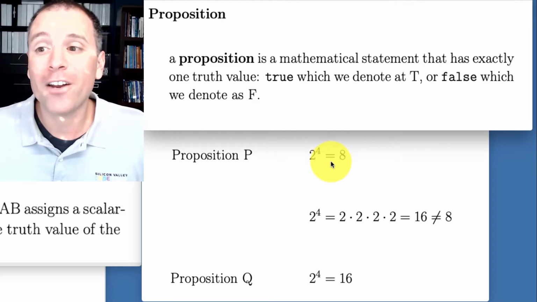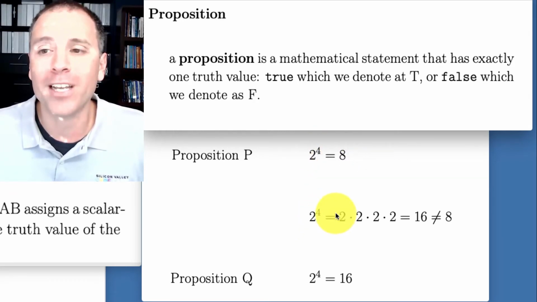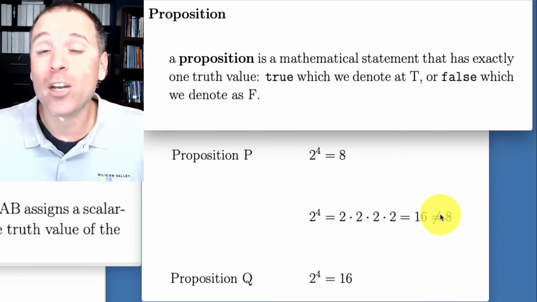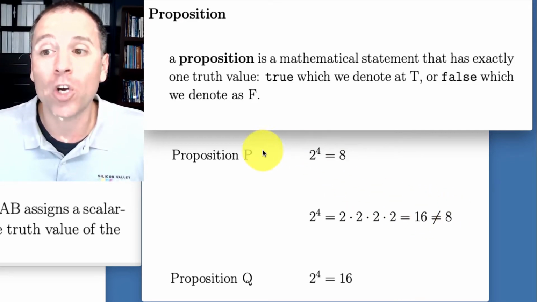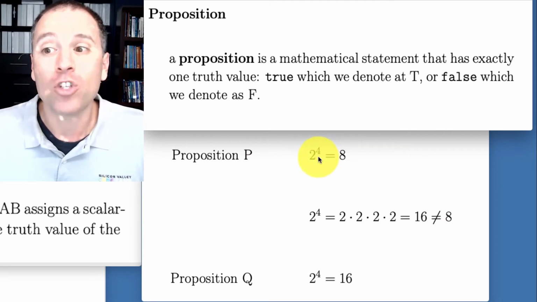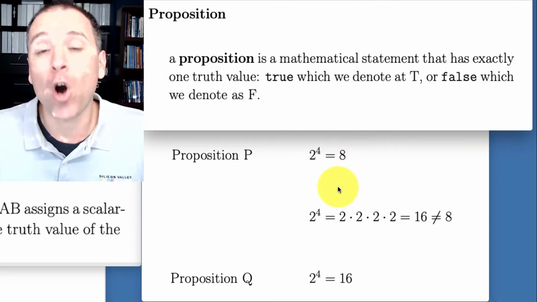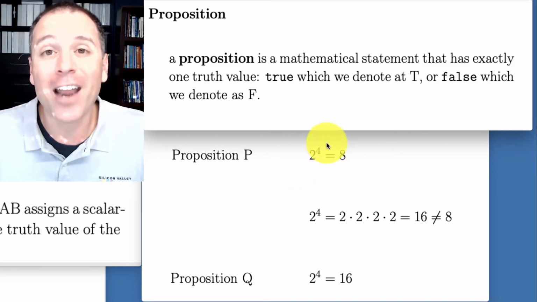Under the rules of standard algebra, 2^4 is not equal to 8. Specifically, 2^4 represents base 2 multiplied by itself 4 times. Well, 2 times 2 times 2 times 2 is 16. 16 is not equal to 8 in the natural numbers, so proposition P, 2^4 = 8, is actually a false proposition. This does not have a truth value of T, or true.